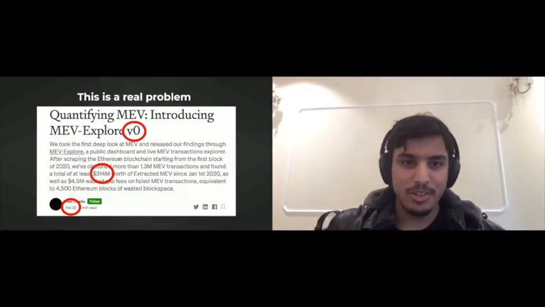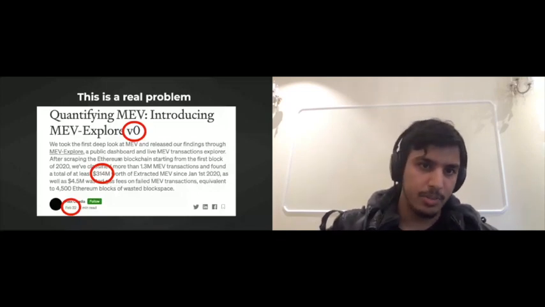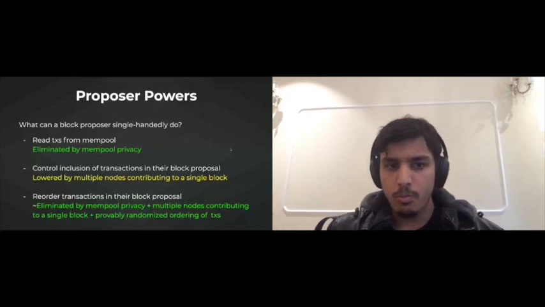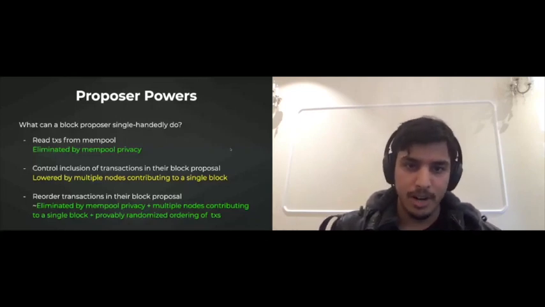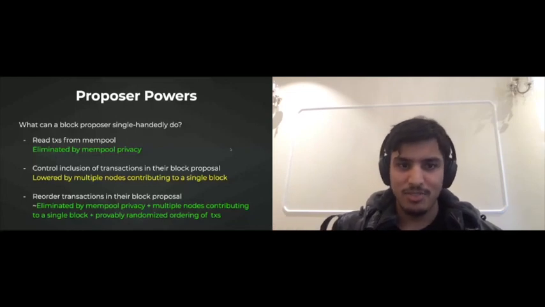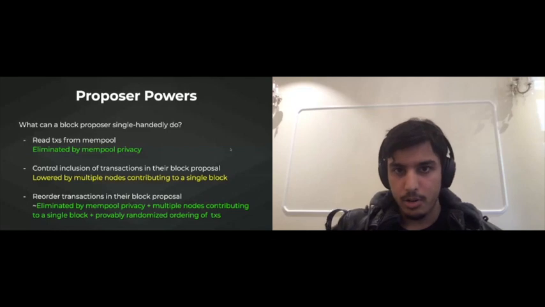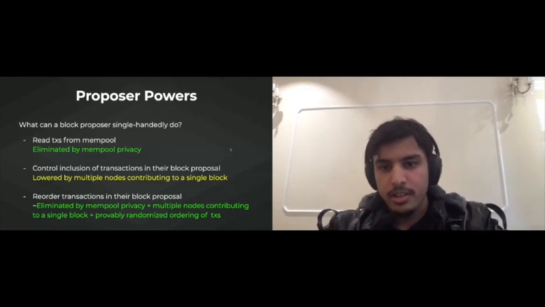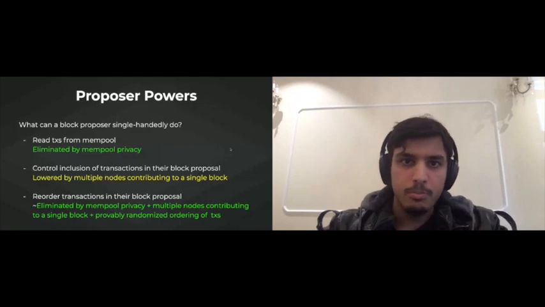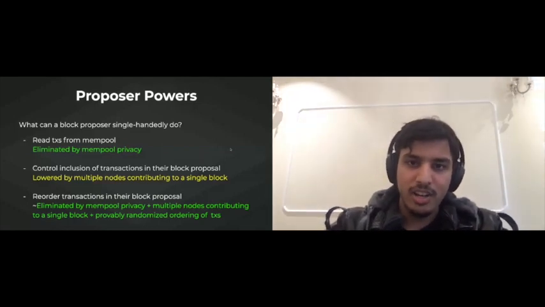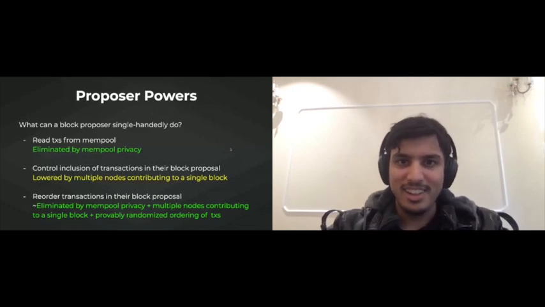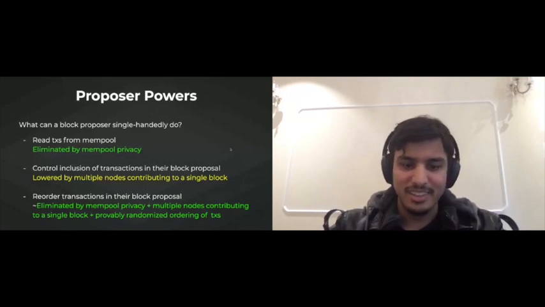So we're going to want to use mempool privacy to fix this. Of those powers I listed earlier that implied the above attacks, we can solve reading transactions by just having mempool privacy. This is a direct implication by definition, because you can no longer see the transaction data, therefore you can't really front run or arbitrage. We can also block your ability to control inclusion of transactions in your block by having multiple validators contribute transaction data for a single block. It's like we take leader election, or leader block proposals, and make them more leaderless, or multi-leader.